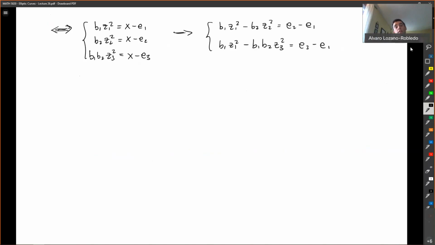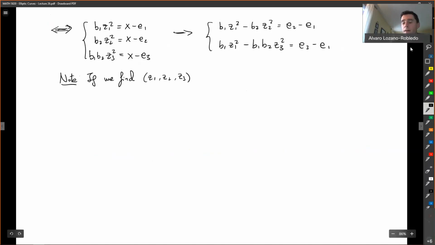Okay, so there's an implication, but it turns out that there is an equivalence. If we find a solution to the system on the right, z1, z2, z3, then you can check that the point (x, y), which is (b1 z1 squared plus e1, b1 b2 z1 z2 z3), is on the elliptic curve.